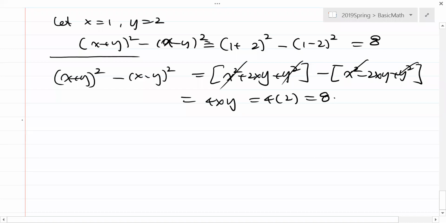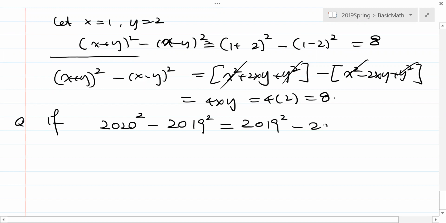So there's another problem. If 2020 squared minus 2019 squared equals 2019 squared minus 2018 squared plus n, what is the value of n?